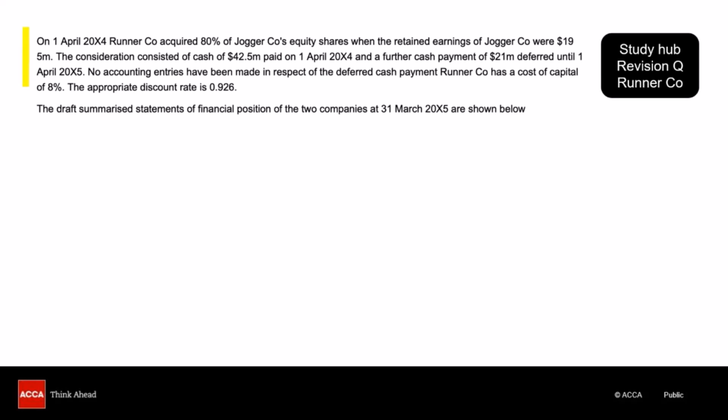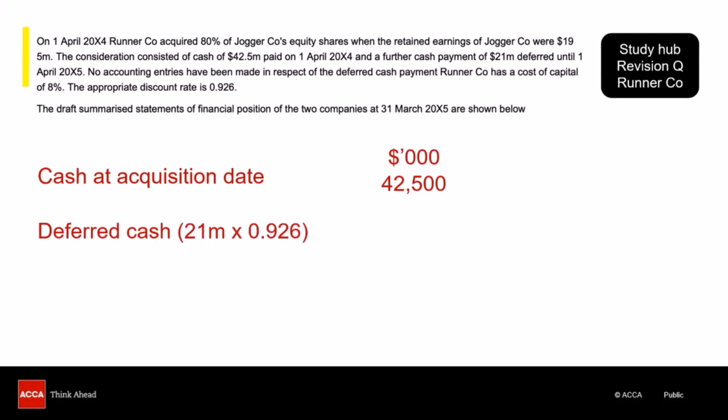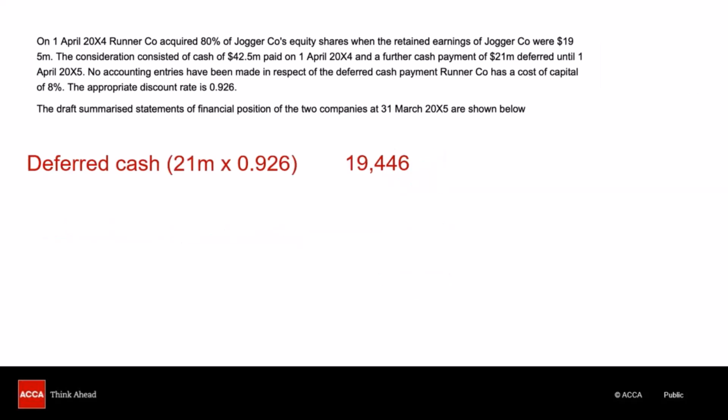Now let's see what the question is going to look like. Right now we are at 31st March 20x5. Now starting off with the working, the cash at the date of acquisition was $42,500 thousands. Deferred consideration was 21 million. We need to apply the discount factor on it, multiply it with the deferred consideration to get the present value. Now these two combined, 61,946,000 comes out to be our cost of investment. This is going to be used for the calculation of goodwill.